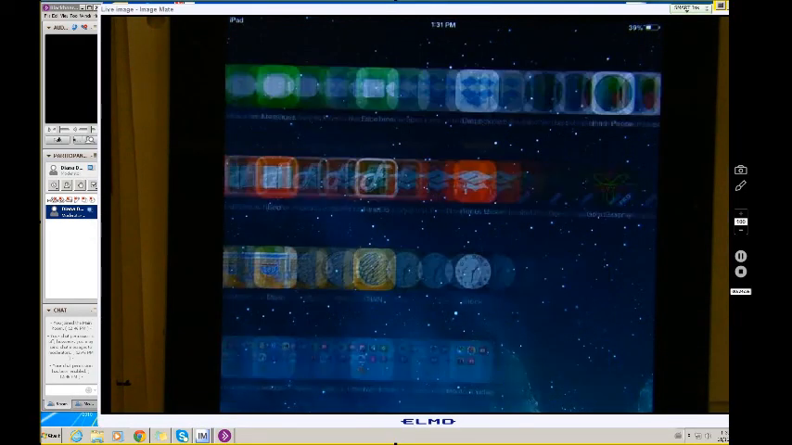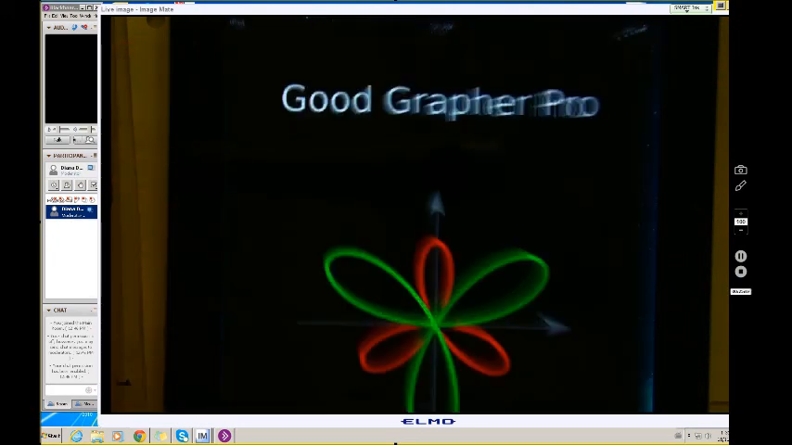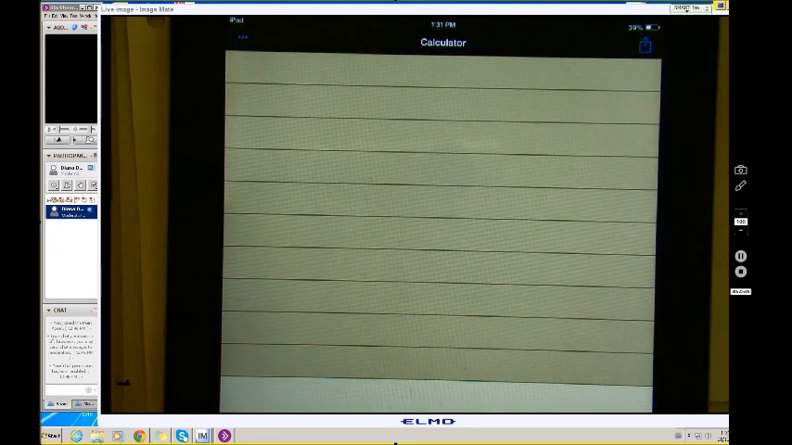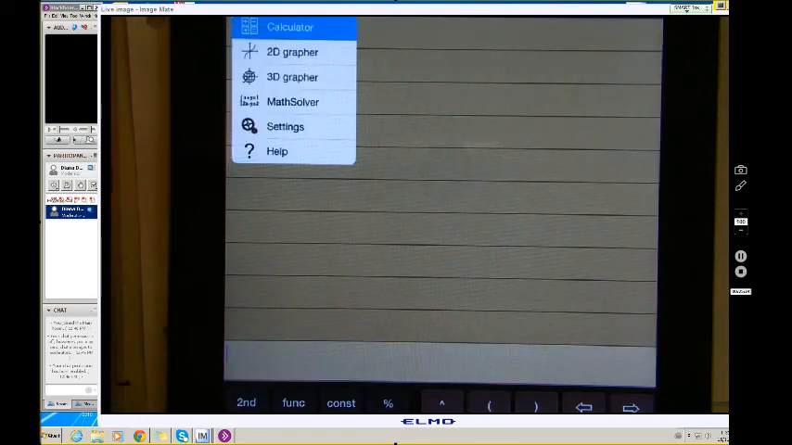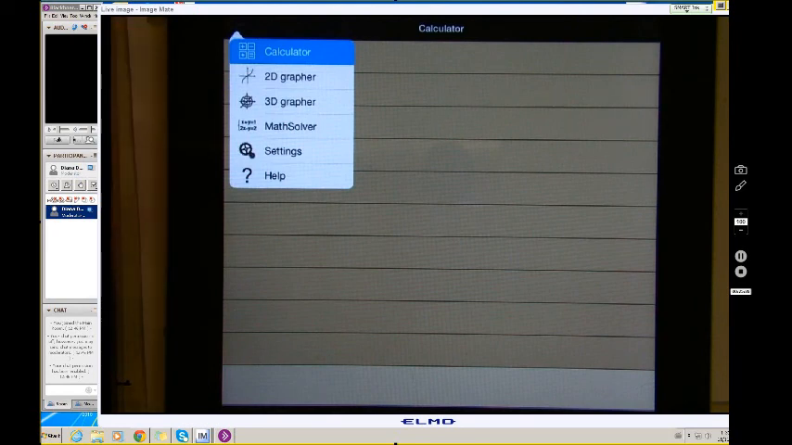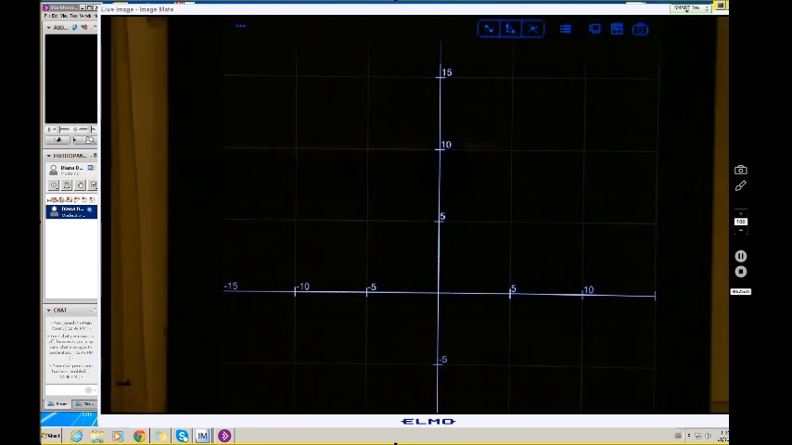So on the iPad there is this Good Grapher. If you swipe over, you should be able to find that. Has everybody found that? So just tap on that. Now this is a graphing calculator on the iPad. So you can do calculator functions, but it also has the graphing part if you push the little 3 buttons at the top there. And we would want 2D grapher. Okay, so everybody get into 2D grapher.